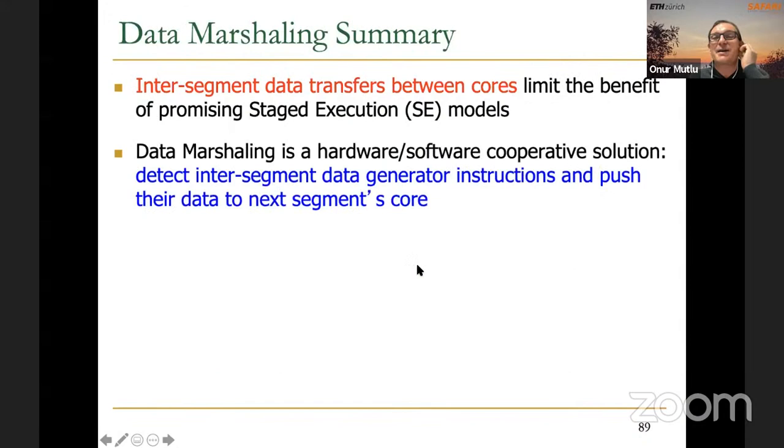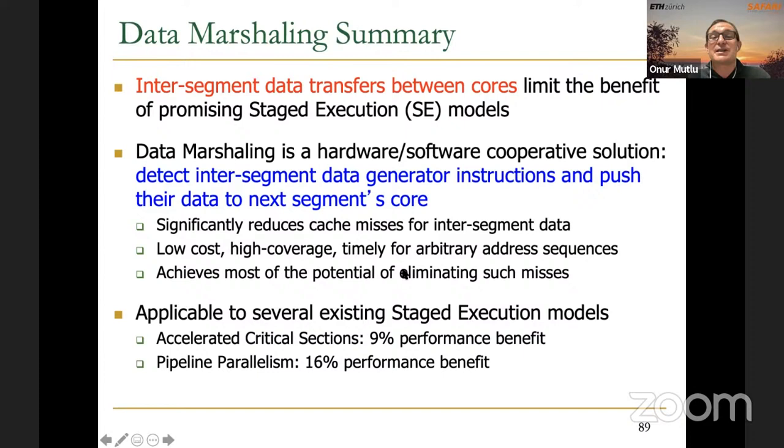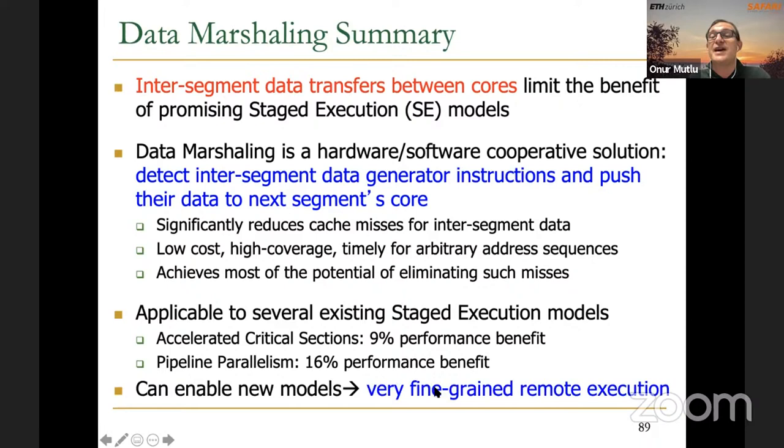I don't want to summarize everything again, but basically, this is an idea that can enable very fine-grained remote execution, because it eliminates the remote misses that can be caused due to the way you're orchestrating execution across multiple different cores. So I believe it can also enable new models. The jury is still out, of course. There needs to be more research done in this area.